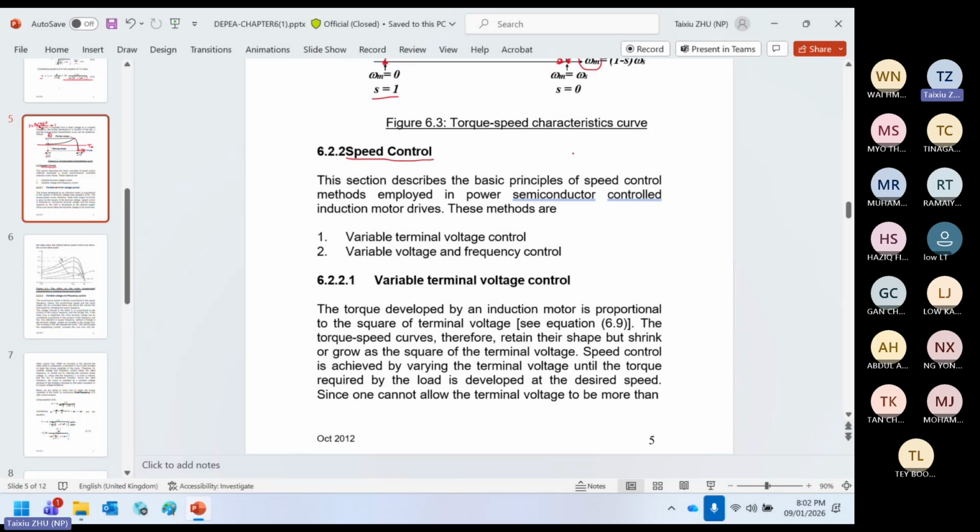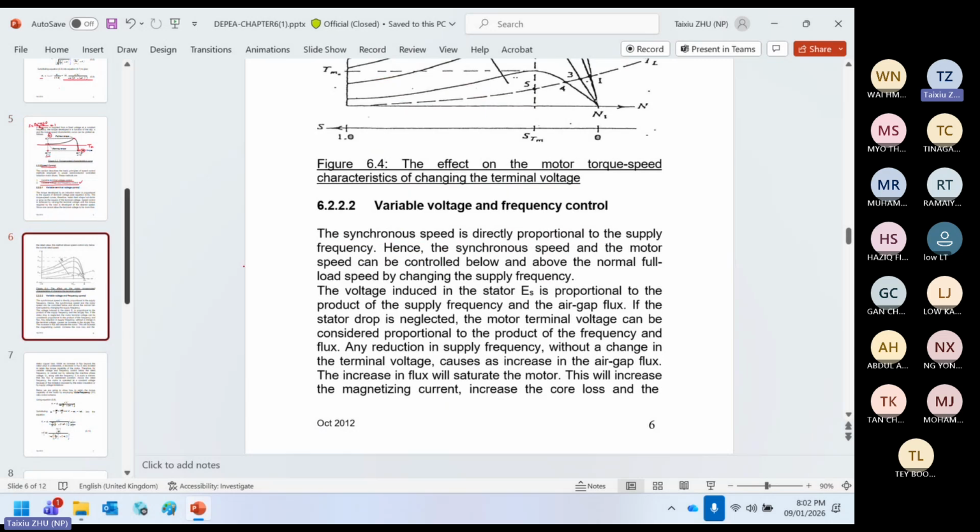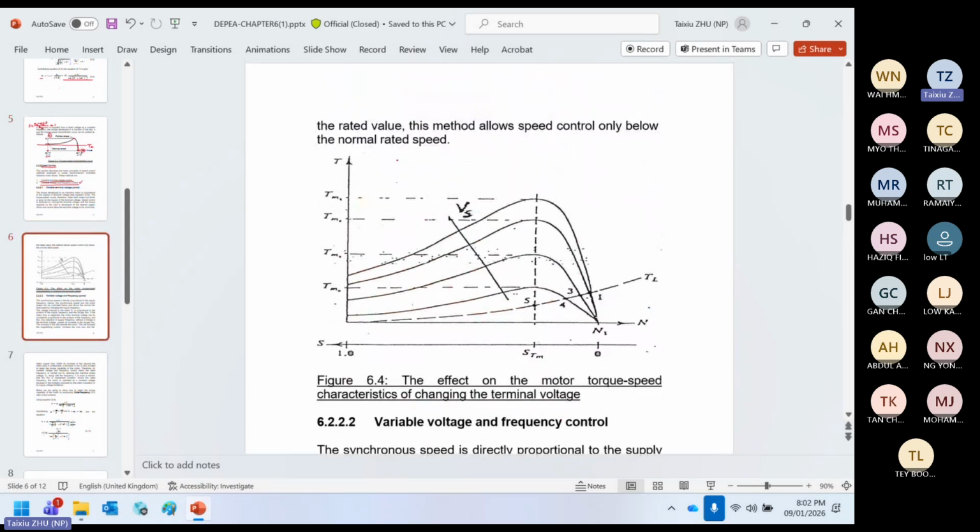Now here there are two methods. One is the variable terminal voltage control. This one can regulate the speed only very little. Later on you will see a diagram. Then the popular one is to change the frequency, the frequency control. That means we change the frequency, then we see how the motor will follow. Now look at this one. This is the motor speed control by applied voltage. That means we change this voltage Vs, then we see how the motor speed will change.